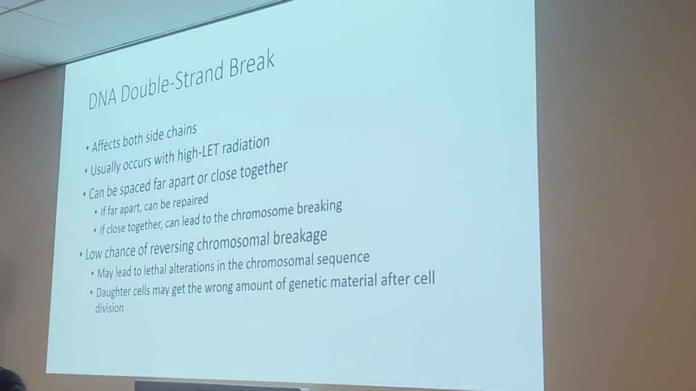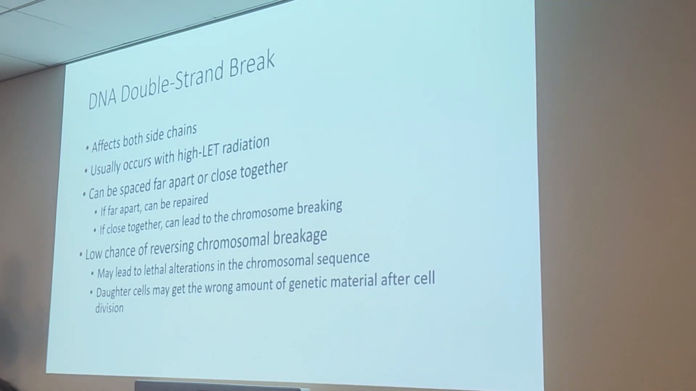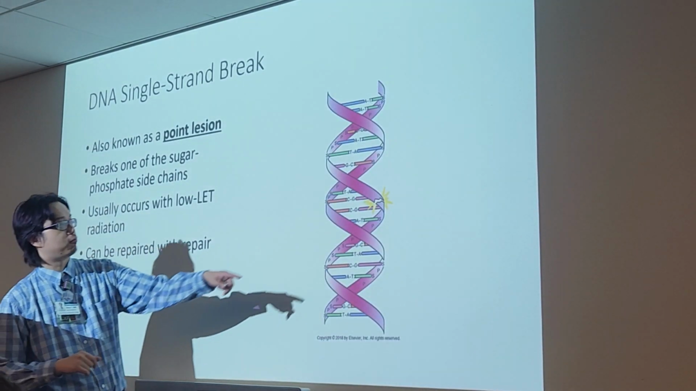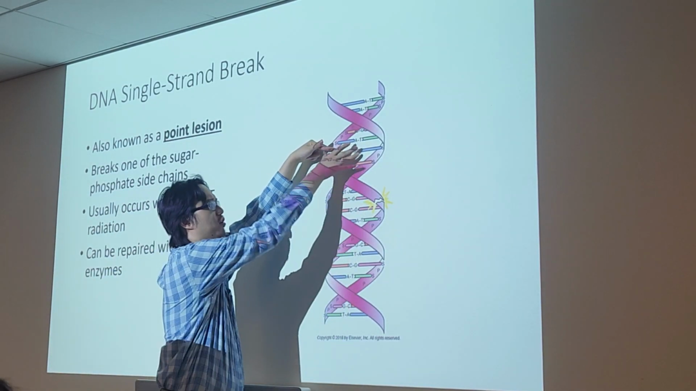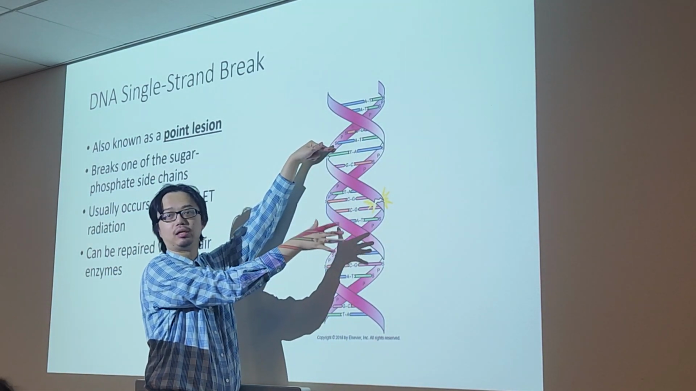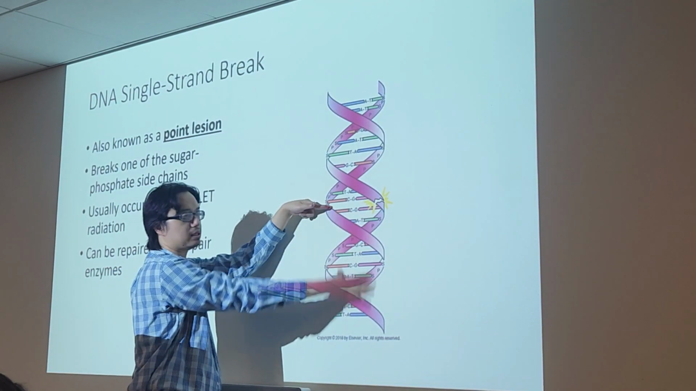So if they're far apart, do they completely break right there, or is it when they're close together that they break? When they're close together, okay. As an example, if this one breaks and this one all the way up here breaks, all this stuff is still holding it together, so it's not going to fall apart as easily. But if they're right next to each other, then this can easily detach.